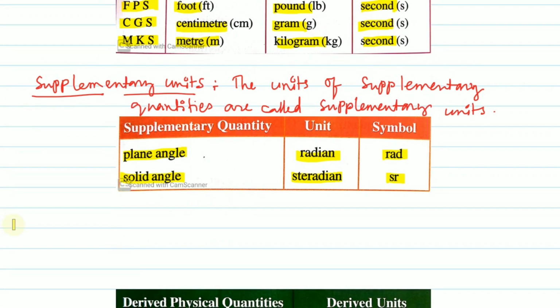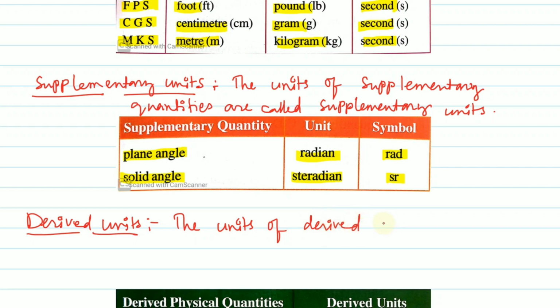Now let us see what are derived units. The units of derived quantities are called derived units.